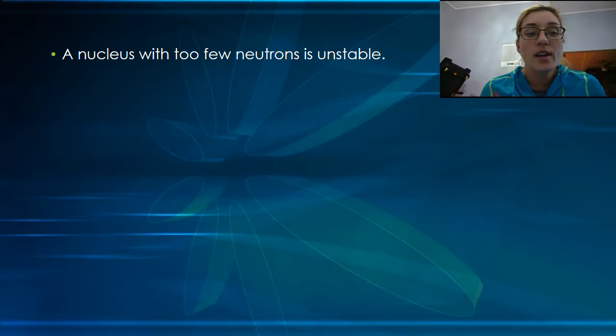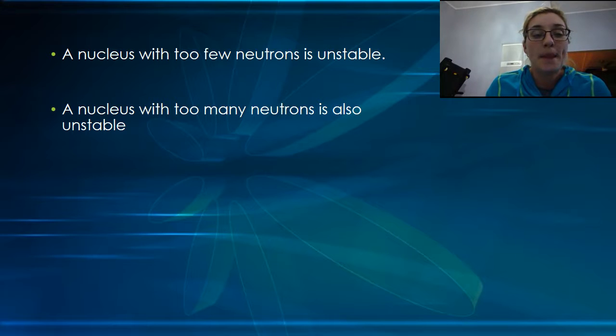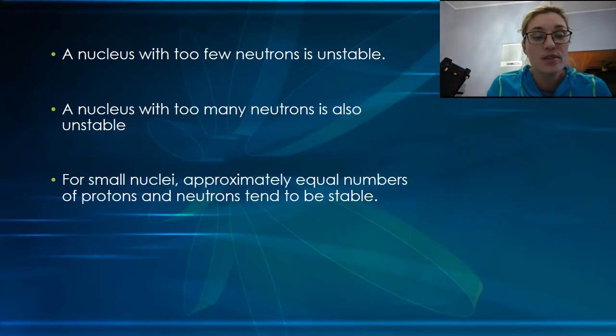So a nucleus with too few neutrons is going to be unstable, because that nuclear force won't be strong enough to overcome the Coulombic repulsion between the positive protons. And similarly, a nucleus with too many neutrons is also unstable, because we don't have a nice balance of the forces. So for really small nuclei, approximately equal numbers of protons and neutrons tend to be more stable.